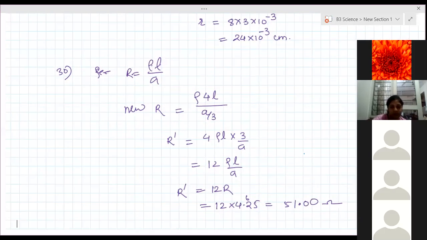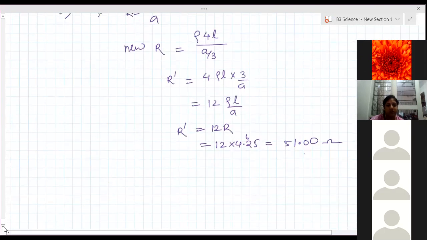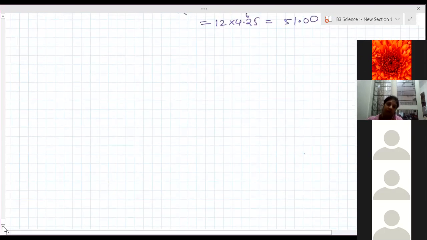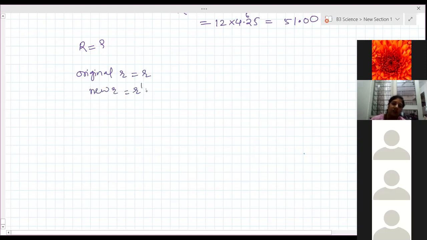The next question? Ma'am, 33 second part: its radius is tripled. What change happens to the resistance? If the radius is tripled, the area will be tripled. We'll take the original radius as small r and the new radius, r dash, as 3r.